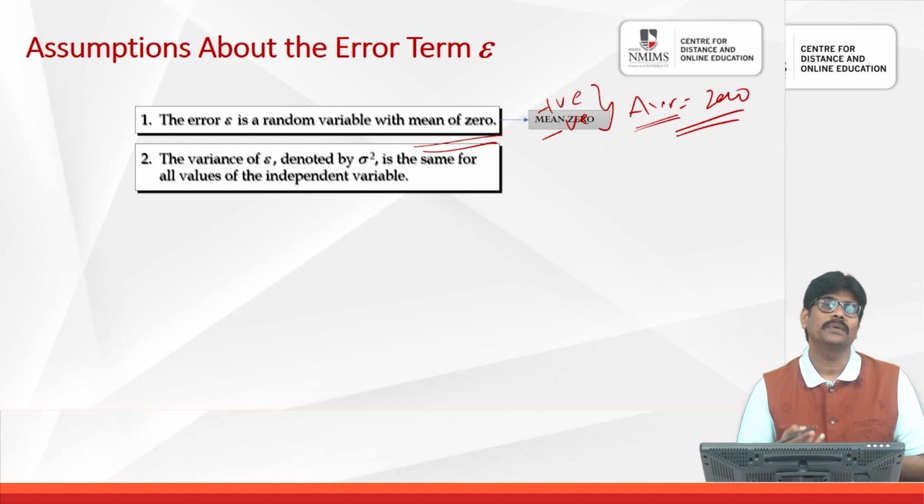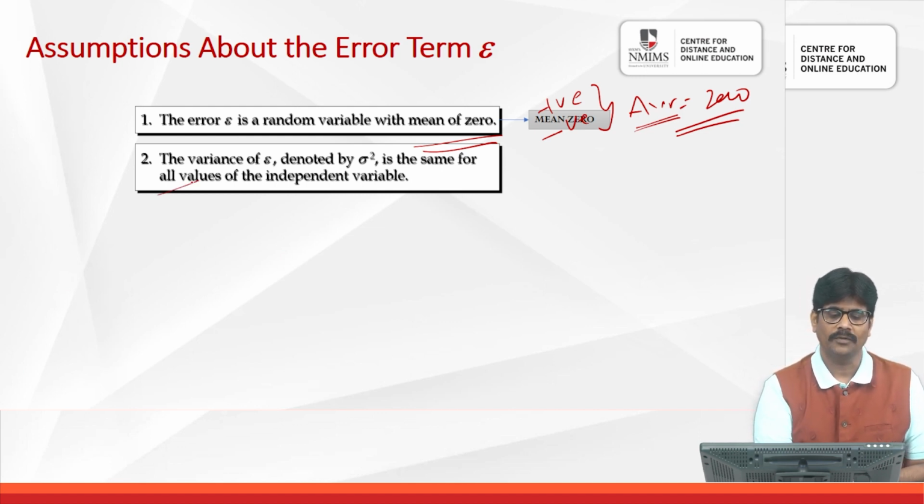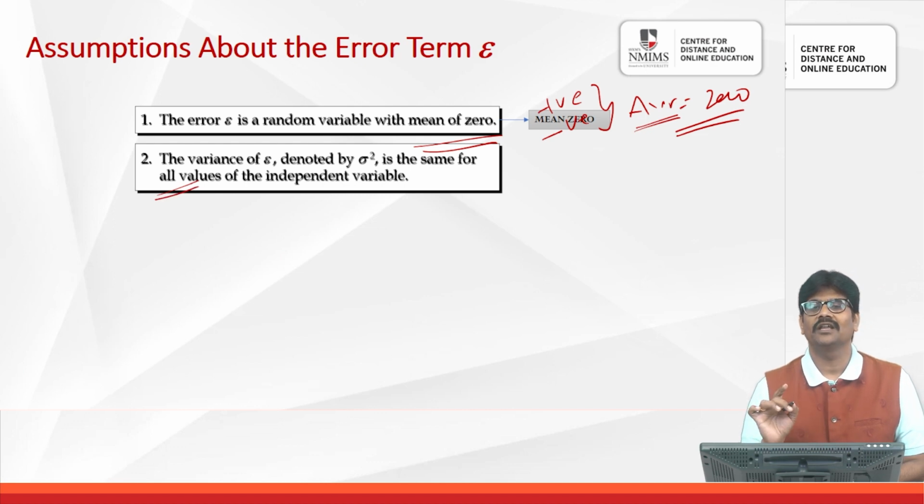If the standard deviation is more, then there are many outliers. That means there might not be a linear relationship between the independent variable and the dependent variable, and hence to account for that, all these things are based upon the error assumptions. The variance of the error term, denoted by sigma square, is the same for all values of the independent variables. So the error term has equal variance, which we call the homoscedasticity assumption.